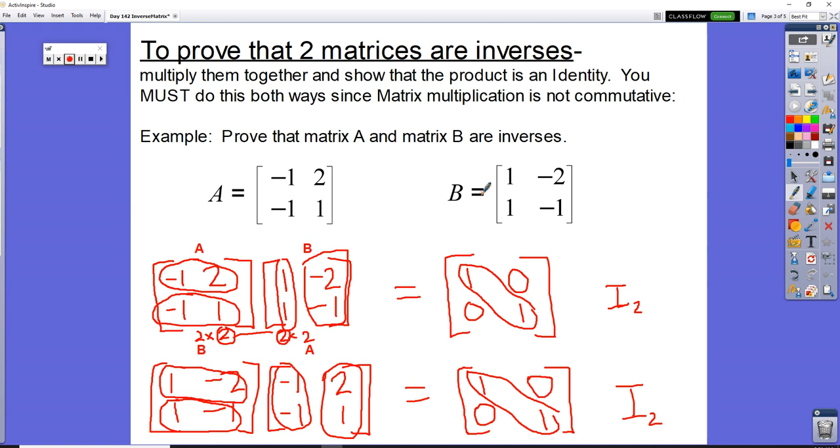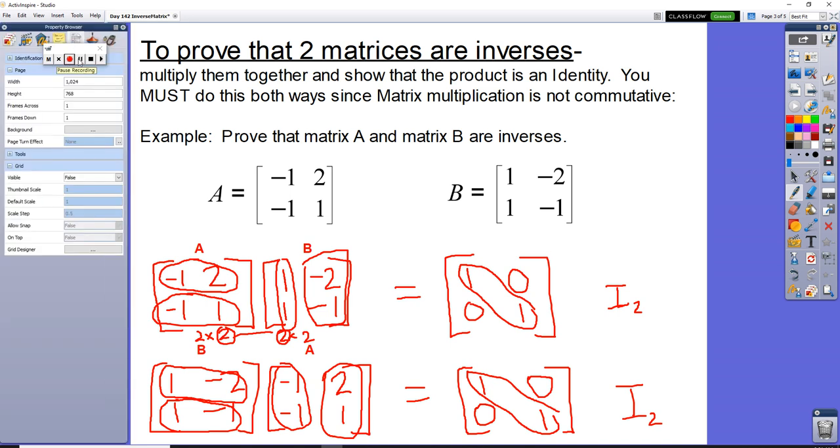This is the easier of the two things that you're going to have to do in tonight's homework, proving two matrices are inverses. Multiply them together, show me you get an identity matrix both ways. If you only do it one way, you're only halfway done.